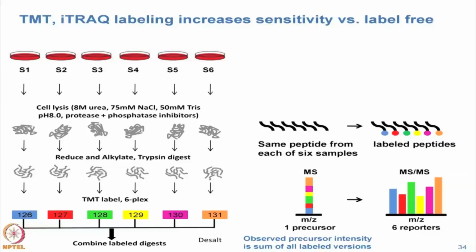I think I've already said some of the pros and cons about this, so let's move on and go straight to what happens when you do a chemical labeling approach. The idea here is this. I'm illustrating TMT6, so you would have 6 samples. You lyse each of those samples, which gives you proteins. Then you reduce, alkylate, and digest with trypsin to get peptides.